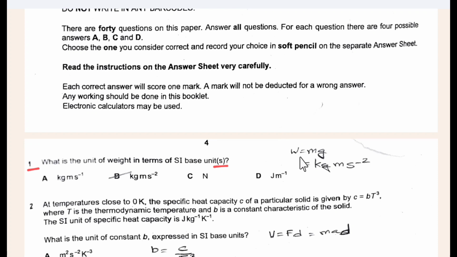So we know that weight is equal to mass into gravitational field strength, and the SI unit of mass is kilogram, and gravitational field strength is the same as acceleration due to gravity. So the SI unit of acceleration is meter per second square, so it is kg meter per second square.